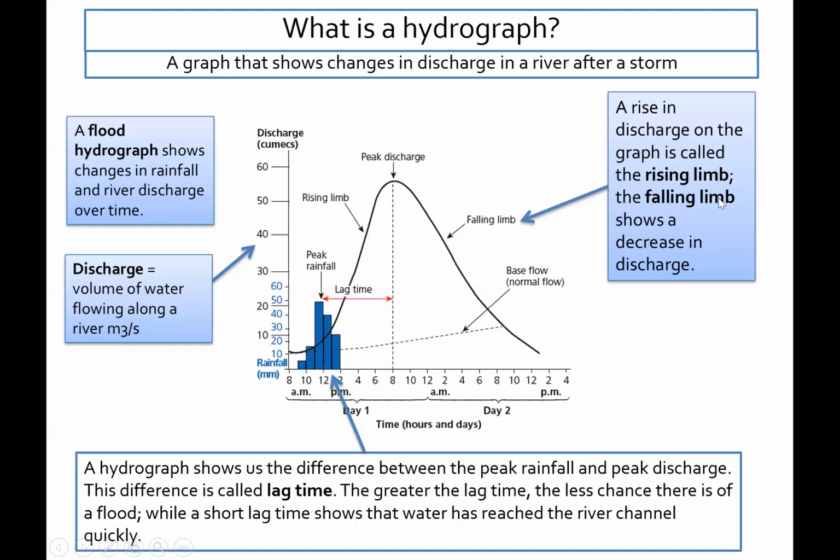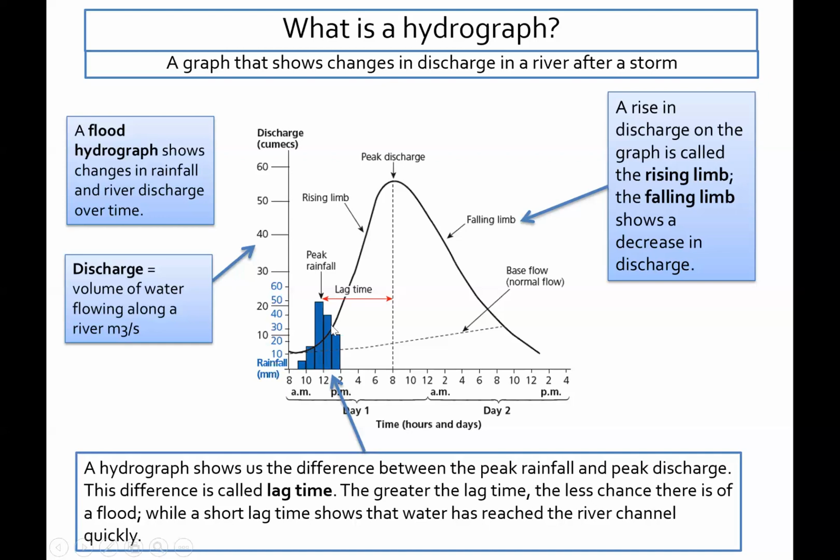So all it is, it's two graphs really on one that shows the changes in rainfall, well, precipitation, and river discharge over time. And it's important because it shows us that lag time and it shows us how quickly water in the river increases. And if the difference between the rainfall and the discharge is short, the rising limb is high or steep, it means it's likely to flood. So rivers that have a hydrograph like this, short time between them, they're likely to flood.